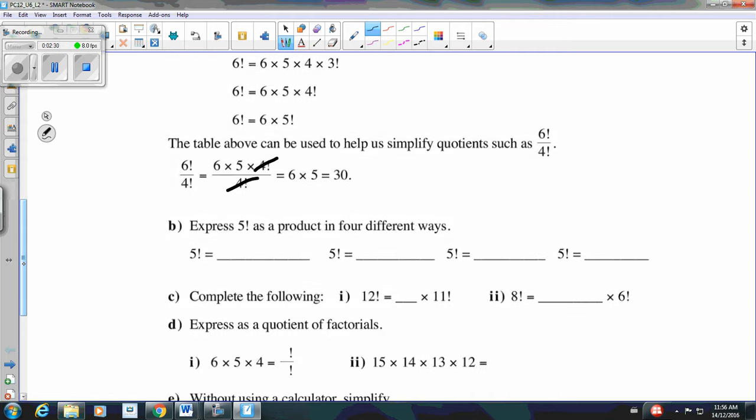B, express 5 factorial as a product in 4 different ways. Well, 5 factorial can be written as 5 times 4 times 3 times 2 times 1. Or it can be written as 5 times 4 times 3 times 2 factorial. Or 5 times 4 times 3 factorial. Or 5 times 4 factorial.